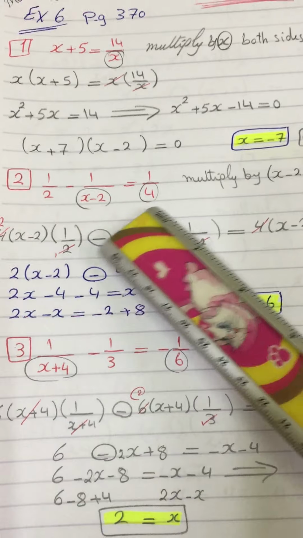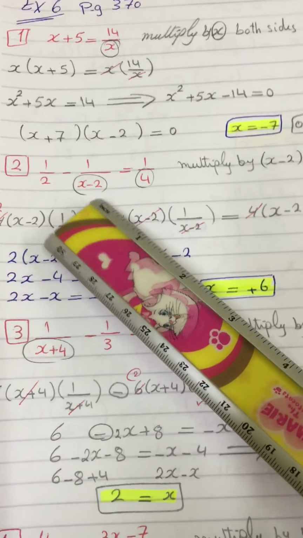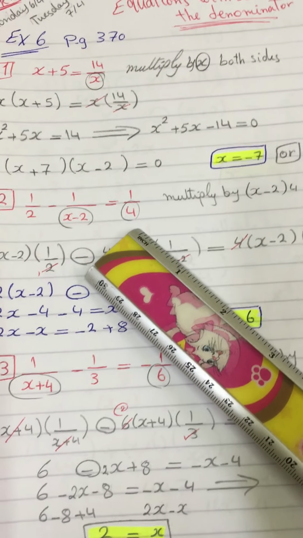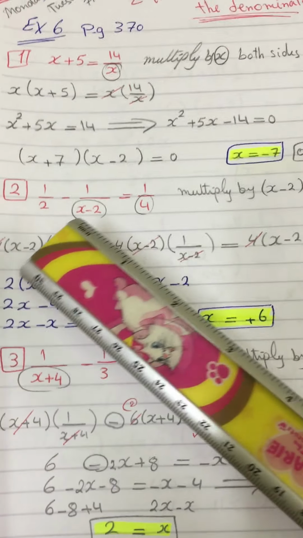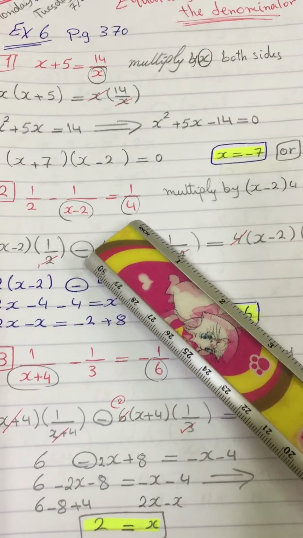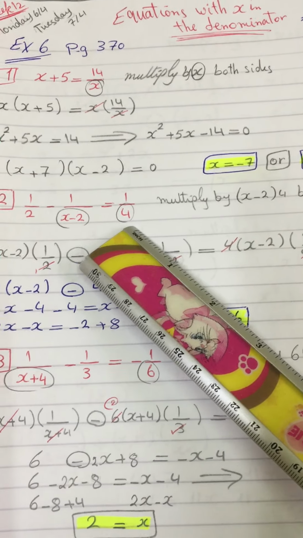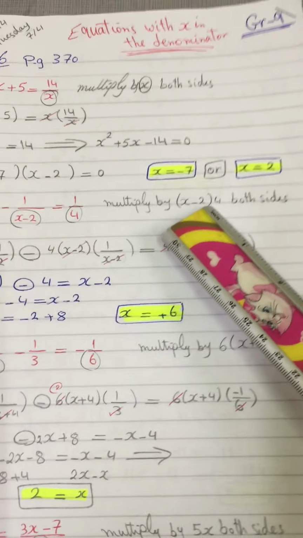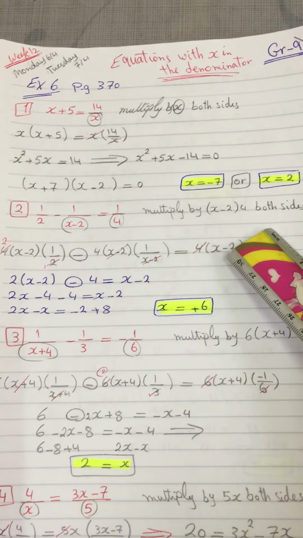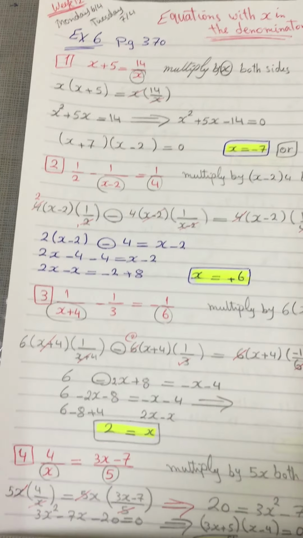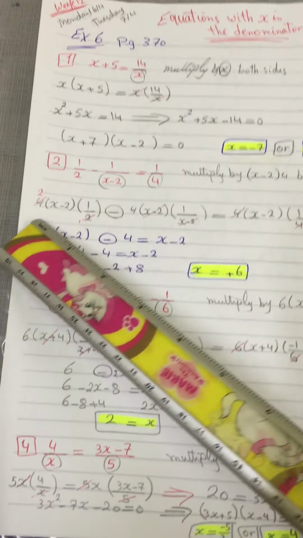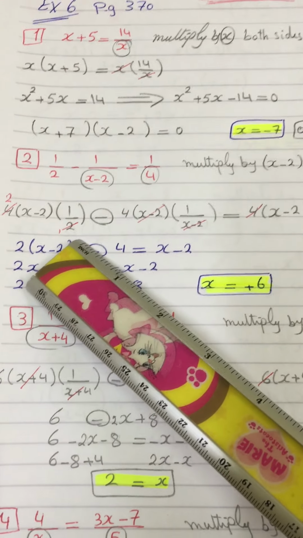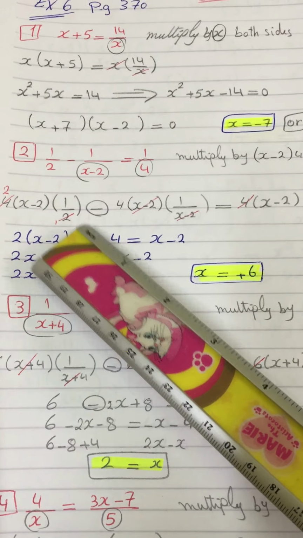What are the denominators I have? I have 2, x minus 2, and 4. Okay, what is the LCM? I have to use it here. I'll take x minus 2 times 4. So 4, open brackets, x minus 2, or x minus 2 times 4. Multiply it by the two sides, okay? Multiply both sides. So I'll take 4 times x minus 2 and multiply by half. Don't forget to multiply all terms, please.